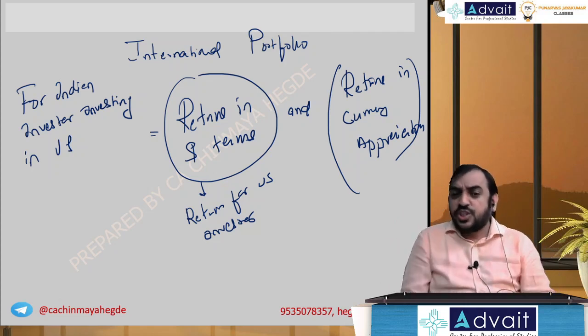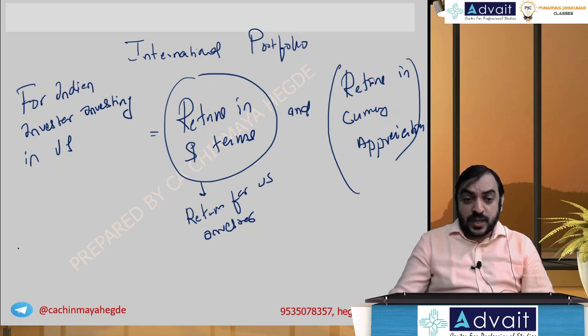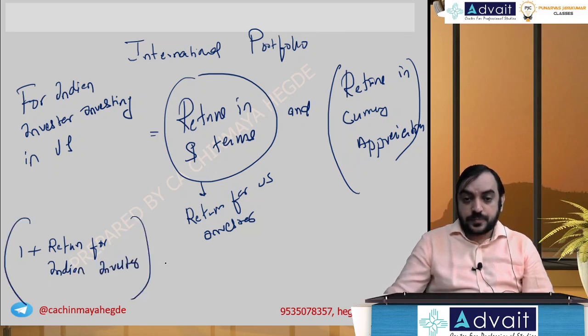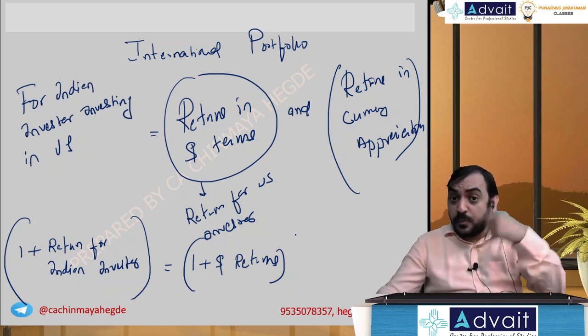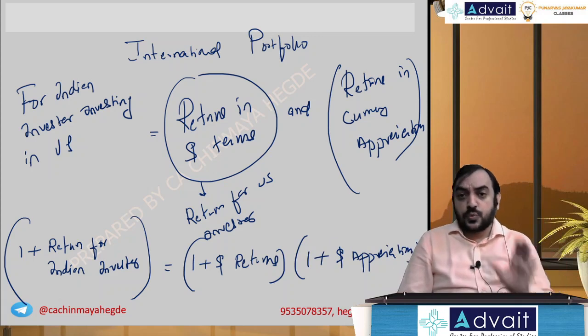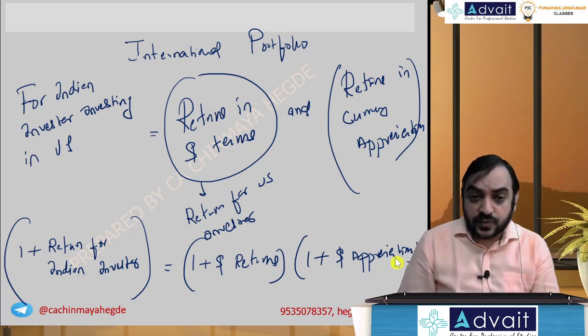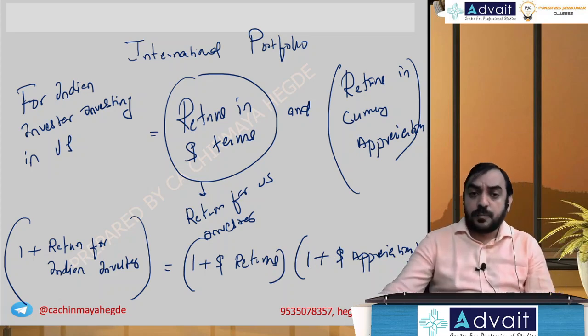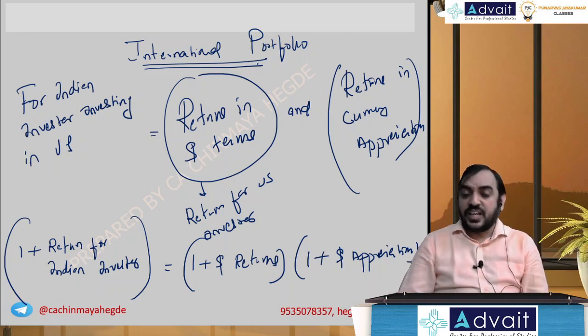If the currency depreciates, of course, you will lose. But we don't do plus. We always use the multiplicative model. So 1 plus return for the Indian investor equals 1 plus dollar returns, into, again we don't do plus, multiplicative model, 1 plus currency appreciation, dollar appreciation. Or if it's depreciation, it will be minus. So 1 plus return for the Indian investor is 1 plus dollar returns into 1 plus dollar appreciation. That will be the return for international investment.